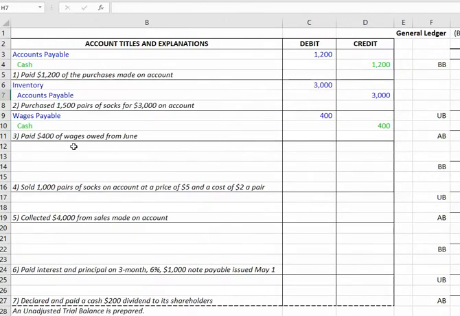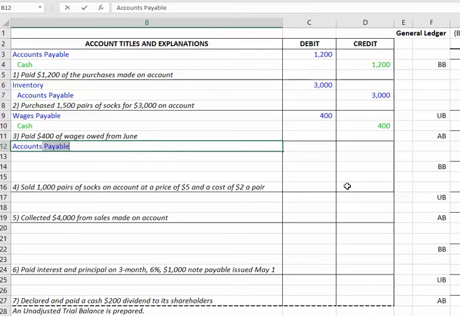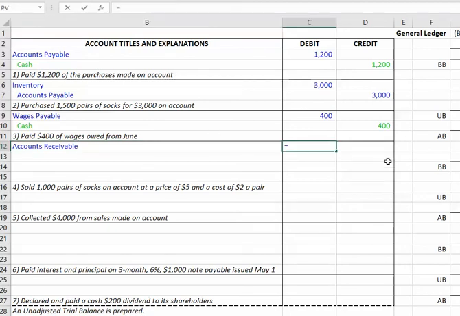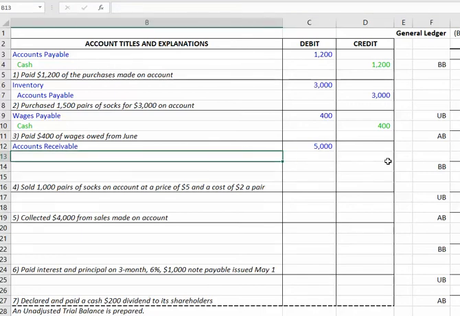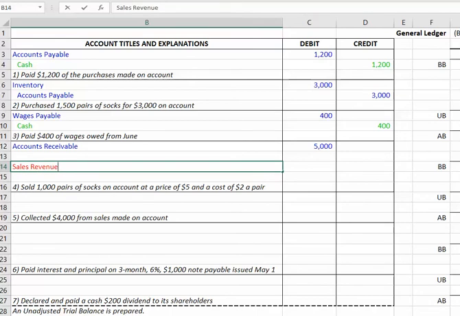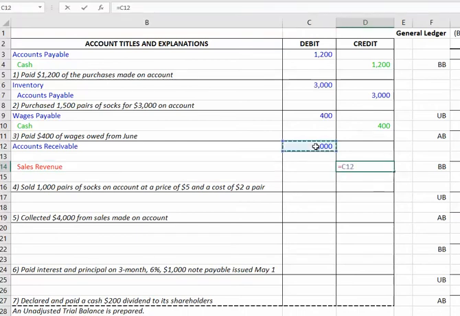Next, selling socks. This is on account, so we're debiting accounts receivable. Receivables are assets. You're going to receive cash. Payables are liabilities because you're going to pay later. So I've got price, $5 times the number of socks sold. And the other side to this, I'm going to skip a line because I'm going to go to my revenue here, because the credit is going to be that same exact amount, your price times your quantity.